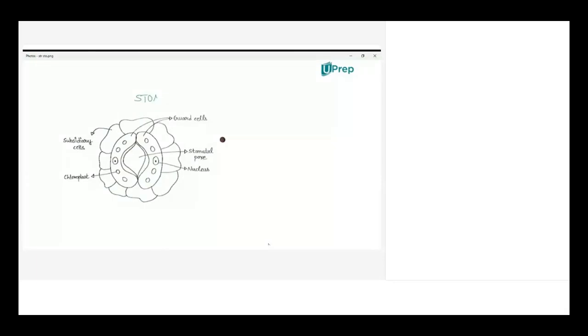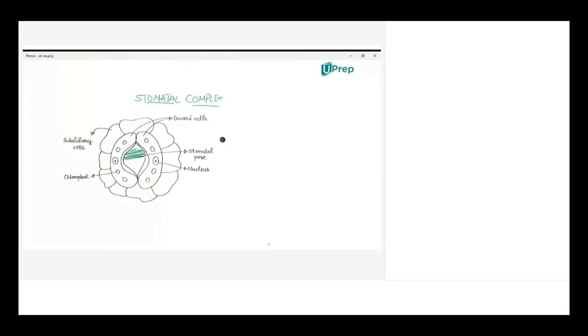If you take as an example, this part is called stoma. Stoma is a singular word and stomata is a plural word. So this is called stoma, singular. Stoma means pore.